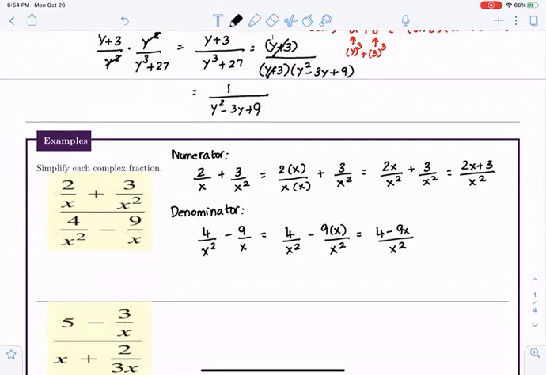So we have the numerator, we have the denominator, flip the denominator and multiply to the numerator to get the final answer. So 2x plus 3 over x squared. Flip the denominator, we have x squared over 4 minus 9x. The x squared will get cancelled. So we would have 2x plus 3 over 4 minus 9x.